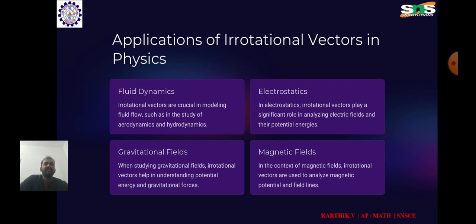Irrotational vector fields are extensively used in the study of ideal fluid flow. Electromagnetism. In electrostatics, electric fields generated by static charge distributions are often irrotational. Magnetostatics. Similarly, magnetic fields produced by steady currents or permanent magnets can be irrotational. Gravitational fields. In Newtonian gravity, gravitational fields generated by mass distributions can be considered irrotational.